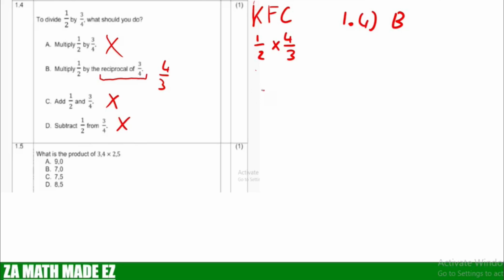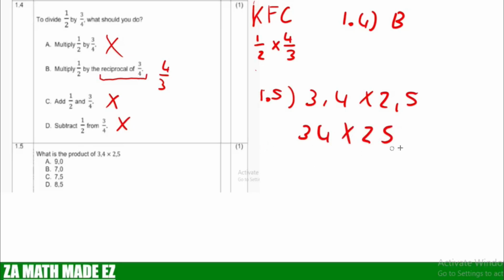So I'm going to show you a quick trick to do it. You can take 3.4 times 2.5. If you have a calculator, you can just punch it in and get the answer. You don't really want to waste too much time on it. But the easy way would be, you times this by 10. 3.4 times 10 would be 34, and 2.5 times 10 would be 25.